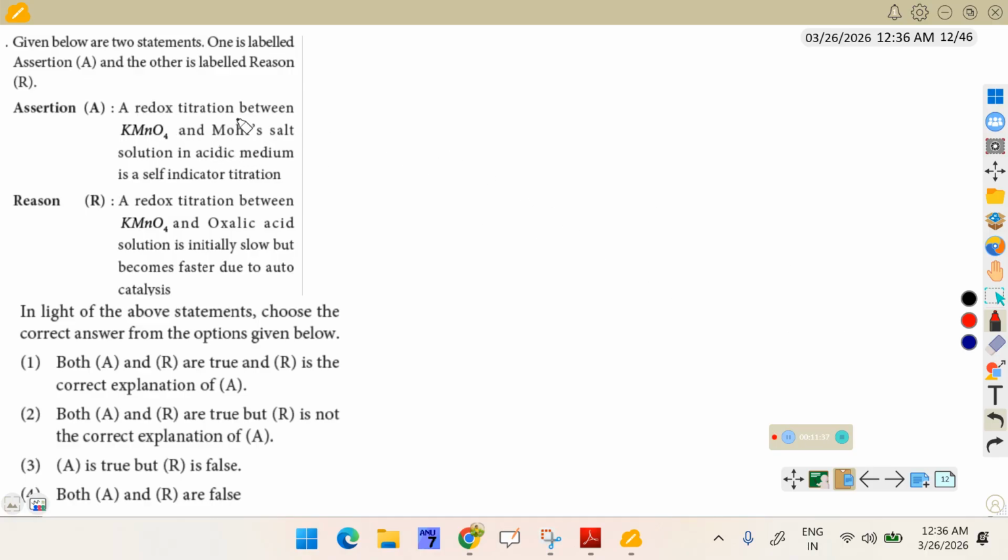Assertion: a redox titration between KMnO4 and Mohr's salt solution in acidic medium is a self-indicator titration. Yes, KMnO4 acts as a self-indicator. Reason: a redox titration between KMnO4 and oxalic acid solution is initially slow but becomes faster due to autocatalysis. This is also correct. A is true, R is true, but R is not the correct explanation of A. Why? In A it discusses Mohr's salt, in R it discusses oxalic acid.